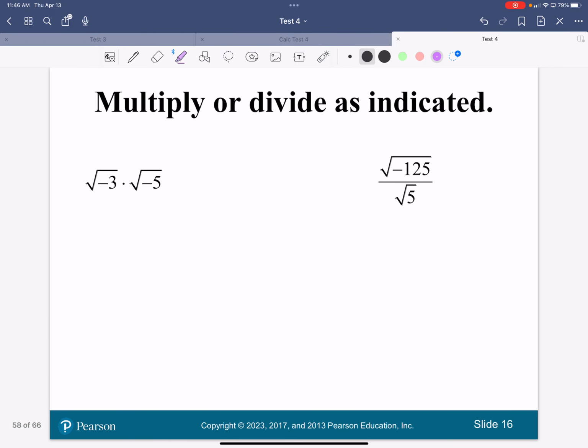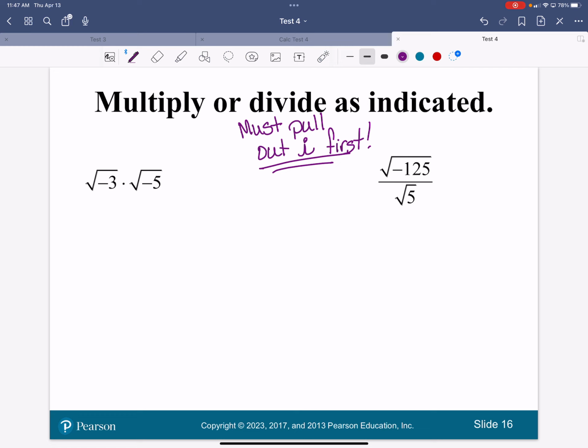When I multiply or divide, I must pull the i out first. Must. You must do that. You cannot multiply with the negative value still inside the square root. You must pull out the i first. You must do that. Okay?